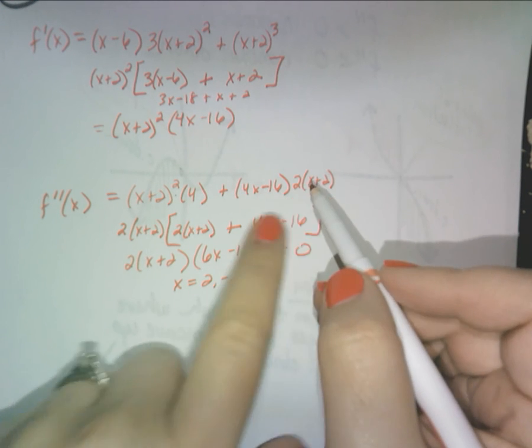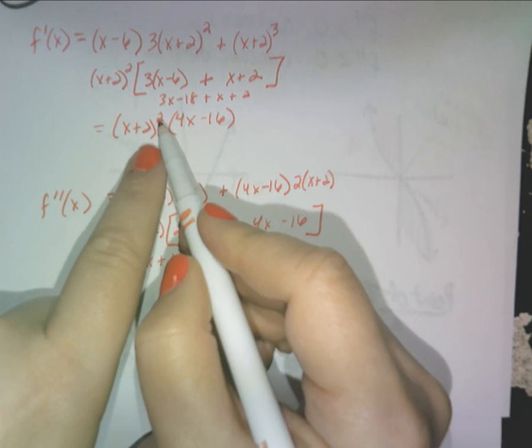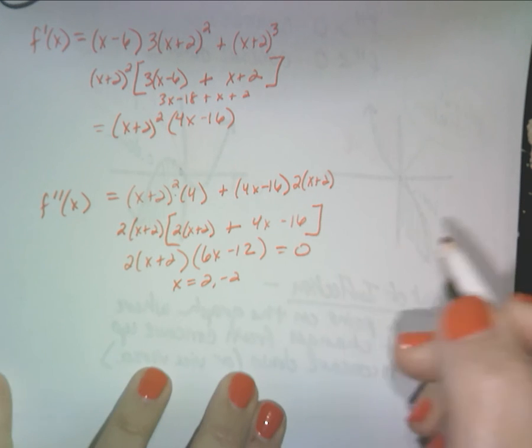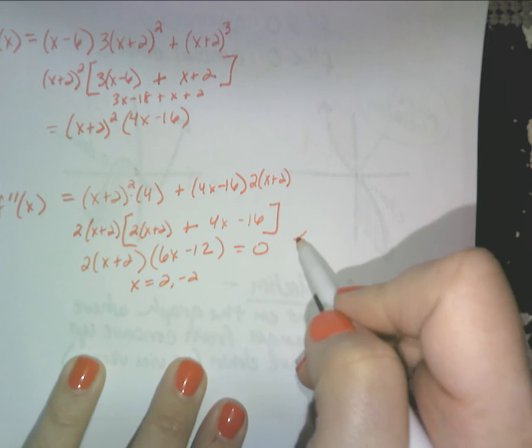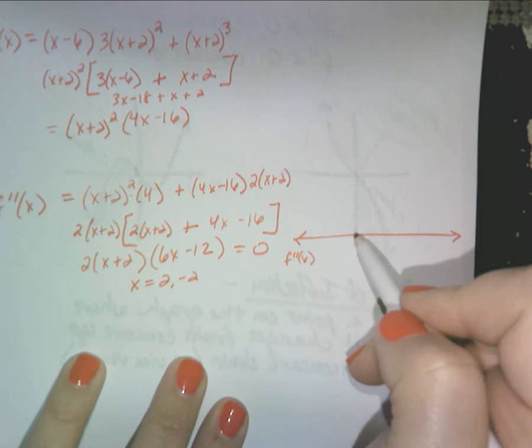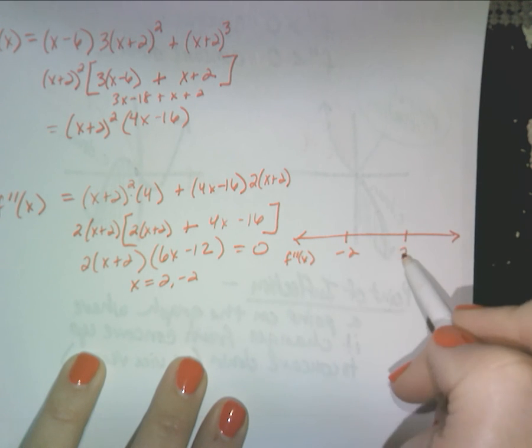Like you have 2 times. Remember, the derivative of this would be 2 of that. All right, so let's make our little chart here. Remember, we're plugging into the second derivative. We have -2, we have a 2.